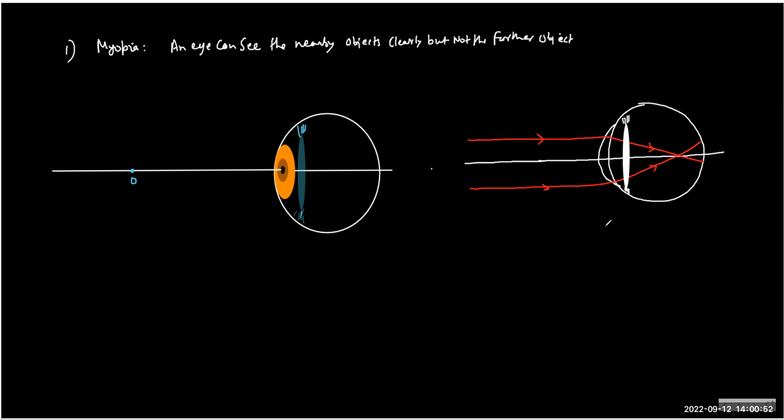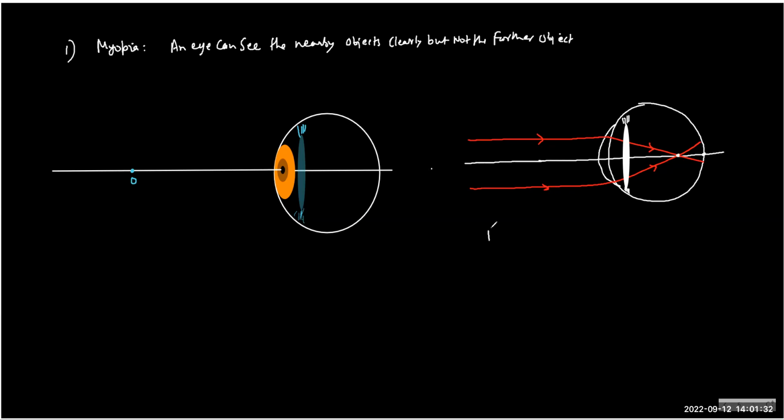So in the relaxed state, if you're looking at the farthest object, like any distant object, and if the light ray is coming and bending, and after bending it converges before the retina, then you have the problem of which problem? Myopia. You're not able to see the distant object. So the problem is I want this convergence to take place on the retina. What are the possible reasons for this? Why does this happen?